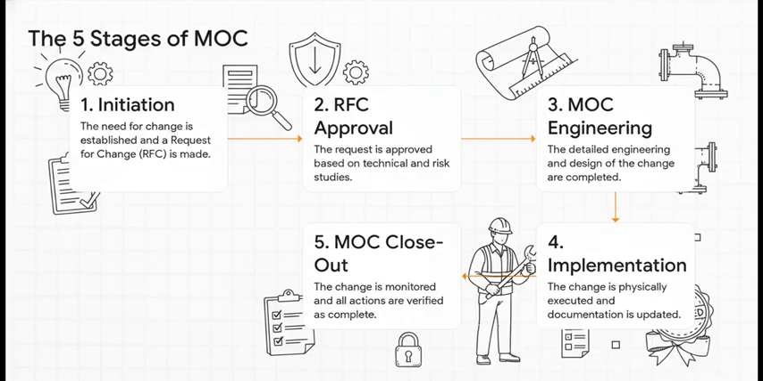Once that's good to go, you move to engineering for all the detailed design work. Then comes the big one, implementation. This is when the change actually happens, and it has to end with a final pre-startup safety review, a PSSR, to make sure it's 100% safe to run. And finally, and you can't skip this part, is the closeout. This is where you double and triple check that every single thing is done, documented, and signed off on.